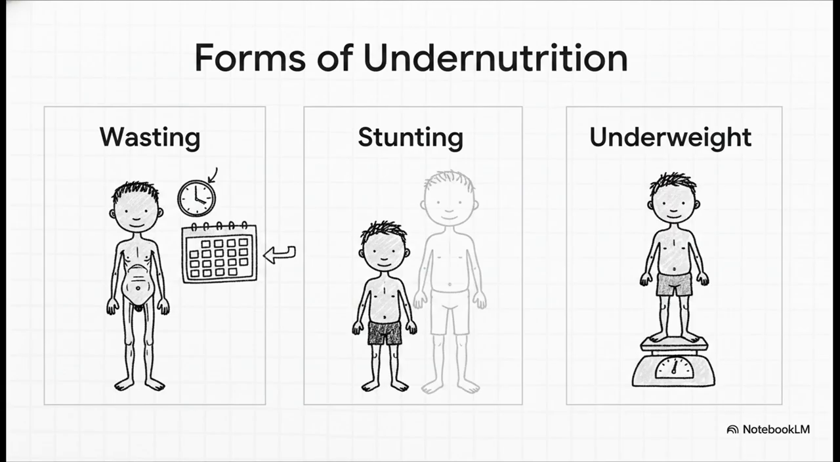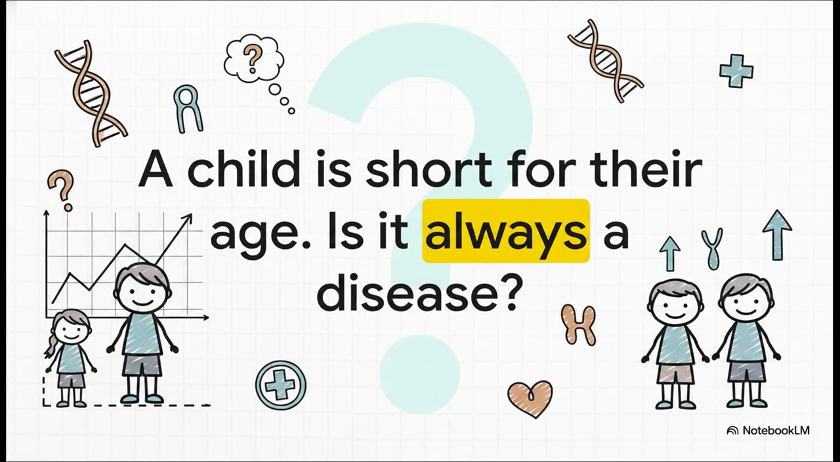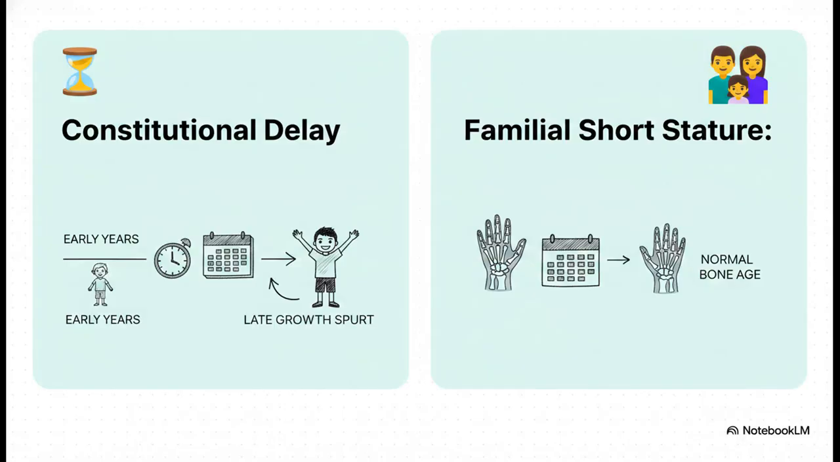Now for a really common clinical puzzle. You see a child who's plotting below the 3rd centile for height. Your first thought might be, okay, there must be some kind of disease process here. But hold on, that's not always the case. There are 2 very common and very normal variants of short stature. Let's break this down because this is key.